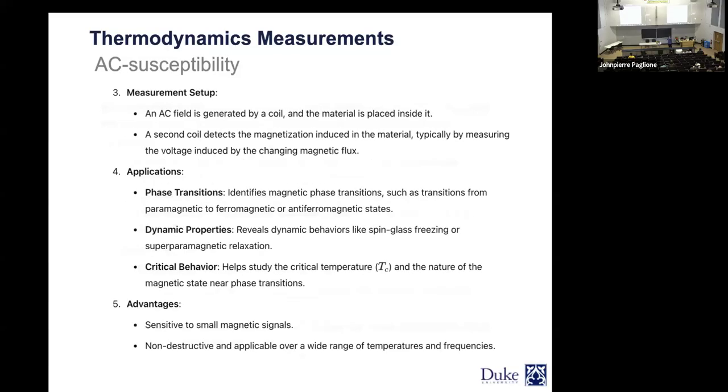Now, how does a measurement work for the AC susceptibility? You're going to have an AC field, then you're going to have what is called a pickup coil. In a pickup coil, or a second coil, you have the sample, and that is going to be measuring the change in the magnetization of the sample. Okay? There are applications, like you can look at the phase transitions, you can look at the dynamic properties, as I mentioned, and there are very good advantages. It's very sensitive. You can look at the different phases that come out of one system.